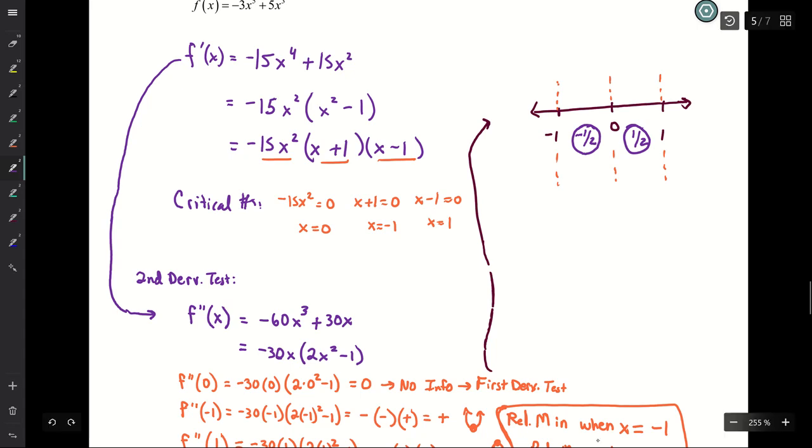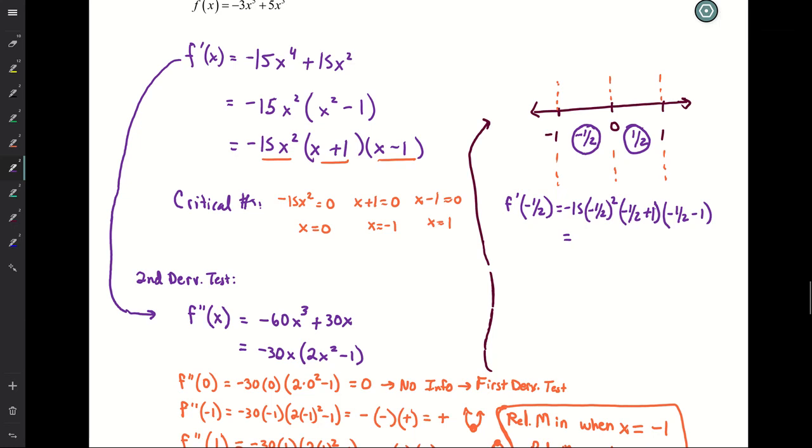There I'm only wanting to determine the signs. So the first derivative evaluated at -1/2 is going to be -15 times -1/2 squared, and then -1/2 plus 1, and then -1/2 minus 1. Now, I'm okay with you using your calculator. If you want to type all that in your calculator and find out what the sign is, that's fine.